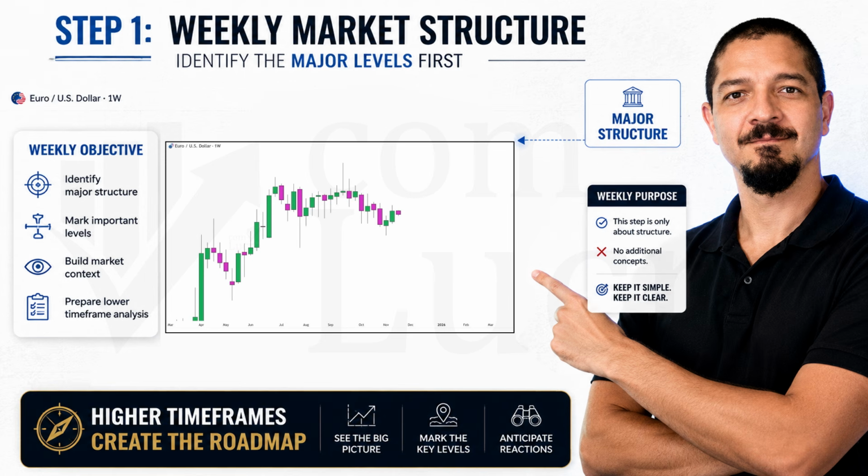On this chart, the only task is to identify and mark the key market structure levels. That is its sole purpose within this strategy. No additional concepts are applied here, as they are unnecessary at this stage. Since our main execution time frame is the 1-hour chart and lower, these marked levels help us anticipate strong reactions when price reaches them and ensure they remain clearly visible during lower time frame analysis.